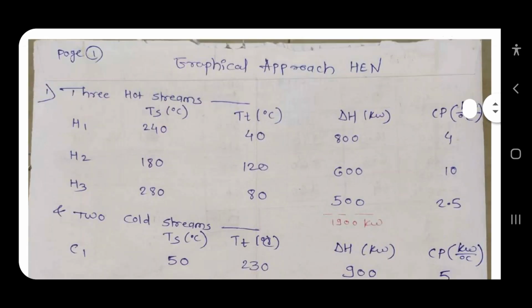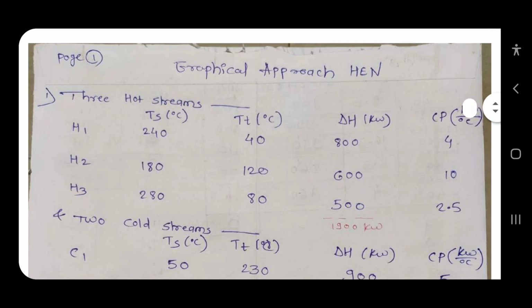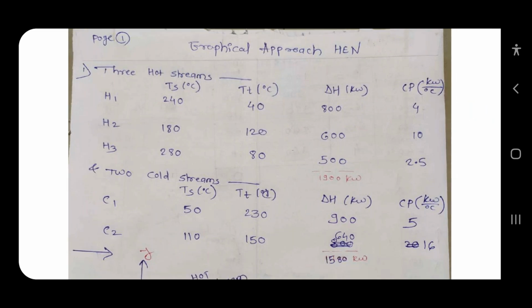In this problem, you can see there are 3 hot streams and 2 cold streams. For H1, the source temperature is 242 and the target temperature is 40, so that is higher to lower. They have already mentioned the delta H value, so I can easily calculate the Cp value, as you know delta H equals mCp delta T.